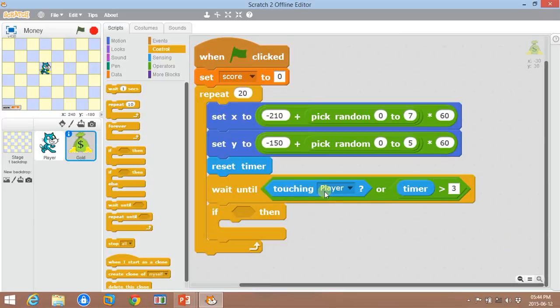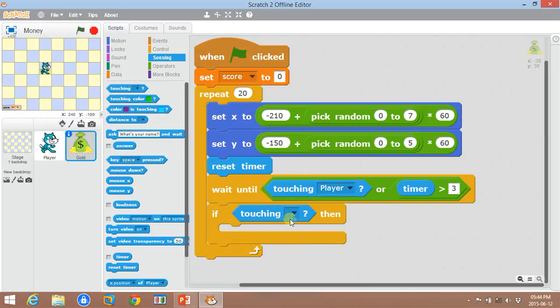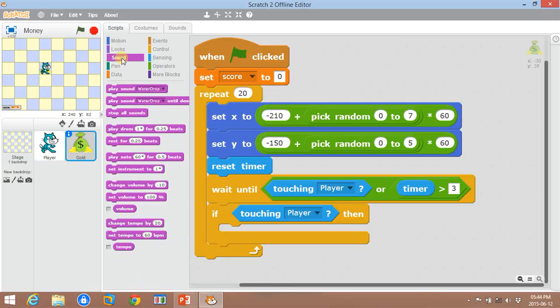And we are going to go and find our touching player block again, which is under sensing. So go to sensing. First block at the top, your light blue. And you put it into your if-then. And then you click on the little down arrow, and you choose your player sprite. Okay, now it's not going to be any fun if we don't make some noise, so we are going to go to sound, and we are going to choose play sound, and we're going to drop it in.